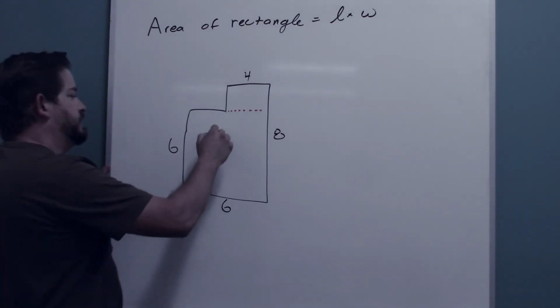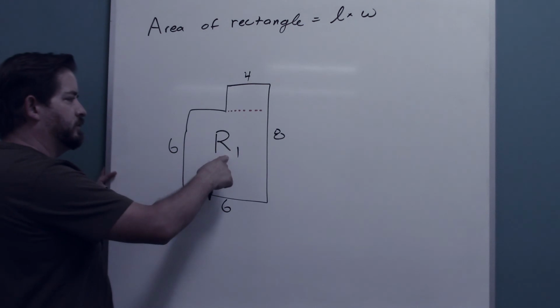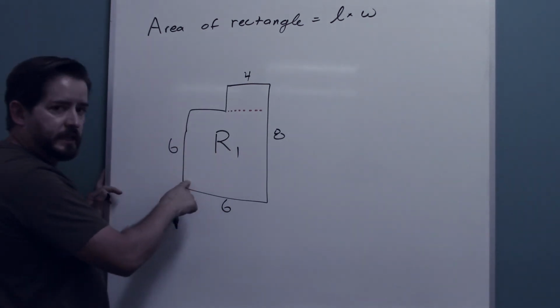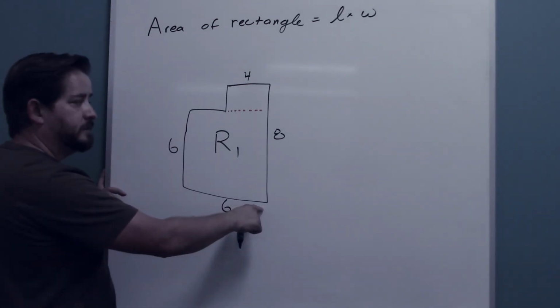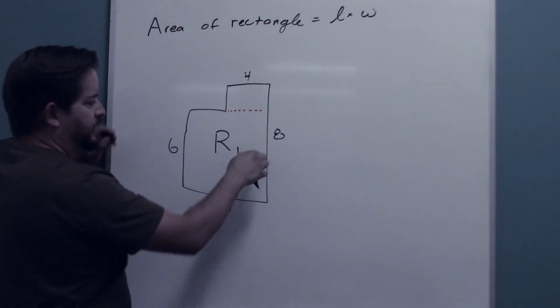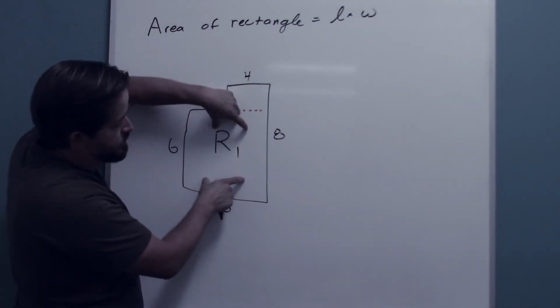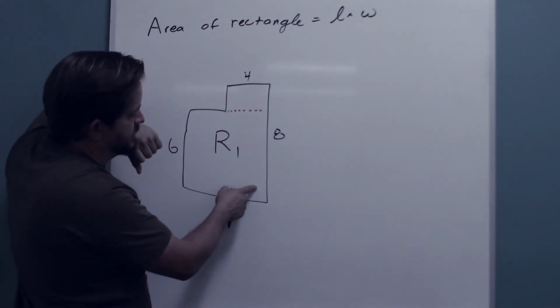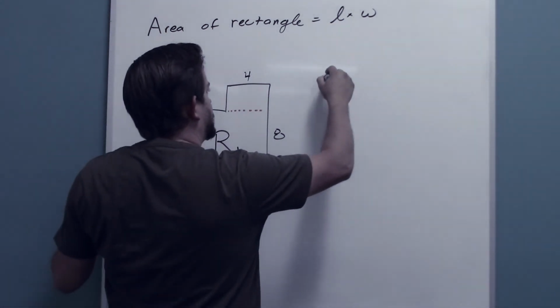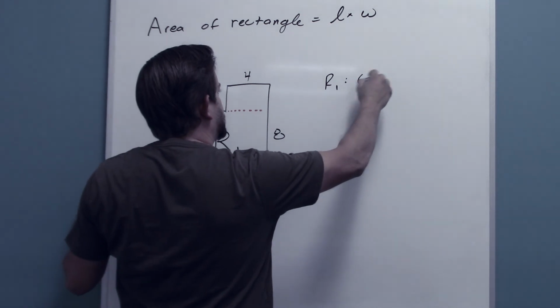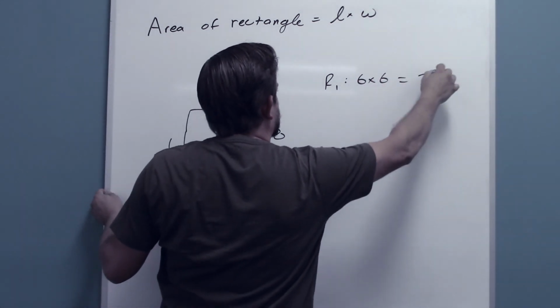That means I have rectangle 1 here. Rectangle 1 is, one side of it is 6 and the other side is also 6. You don't want to use 8 because this distance here isn't 8, this bigger distance is, but that's not rectangle 1, that's rectangle 1 plus some stuff. So for rectangle 1, I have 6 times 6 is 36.